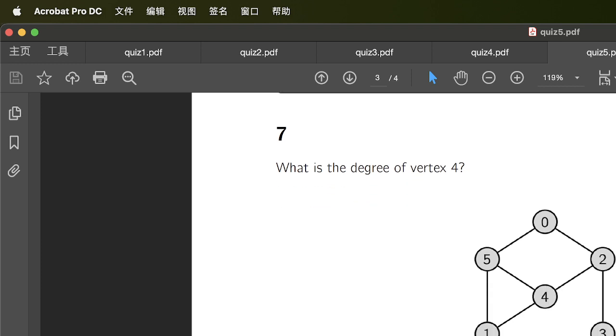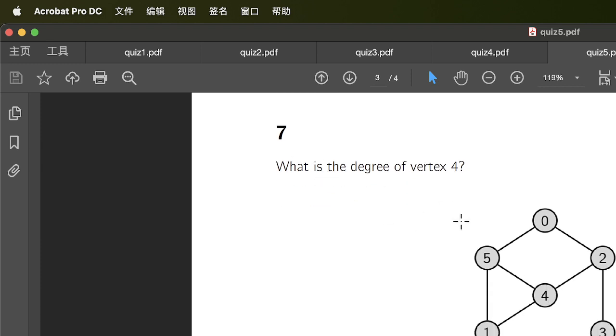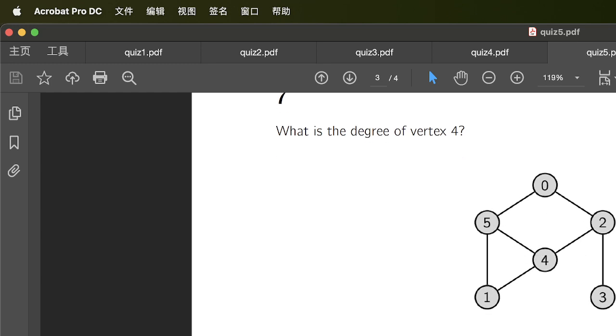Okay, question 7. What is the degree of vertex 4? The degree of a vertex is just the count of how many edges come out from that vertex. So there's 1, 2, 3 edges. So the answer is 3.